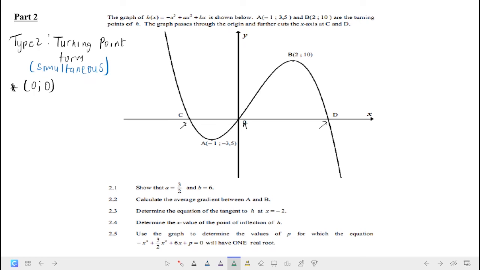Now I can see this turning point here. The first thing that I need to do is shift this up to see what's going to happen. I can see that my turning point here is minus 3.5. So if I shift this value 2 units up, this point is going to be here, but it's going to touch the x-axis, right?